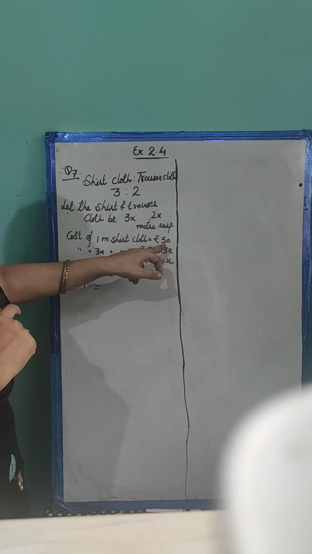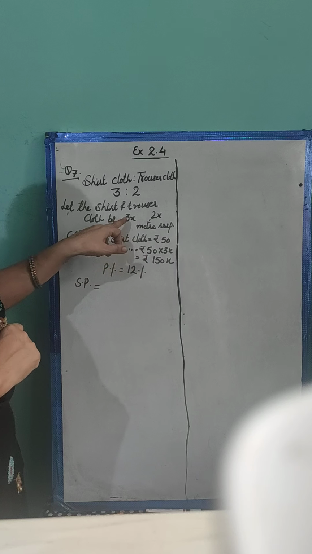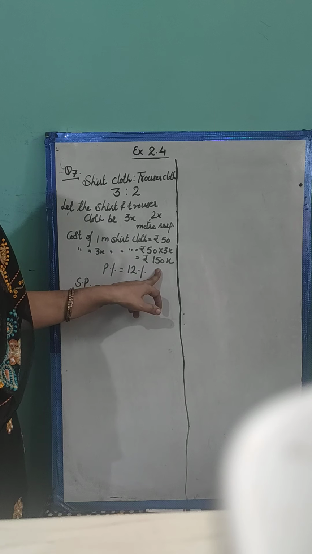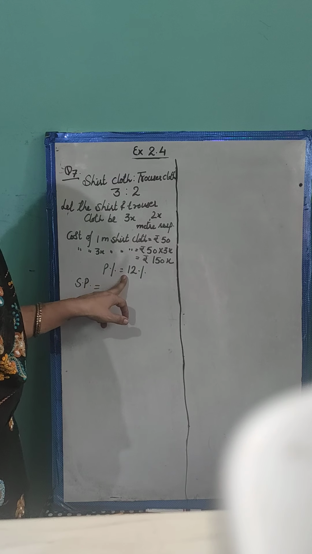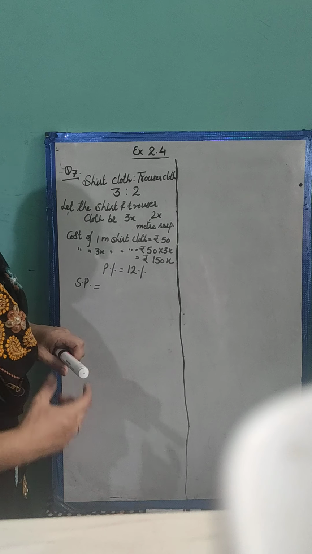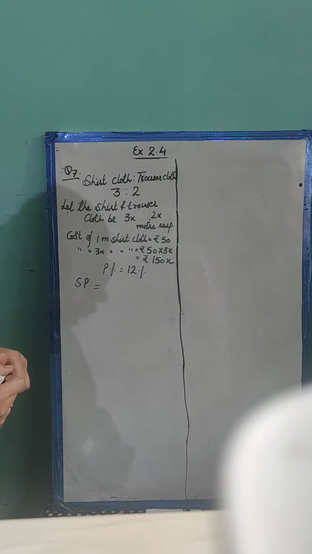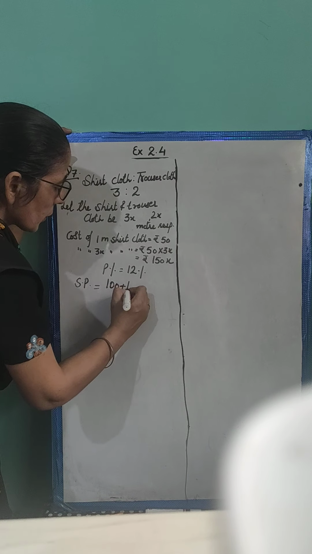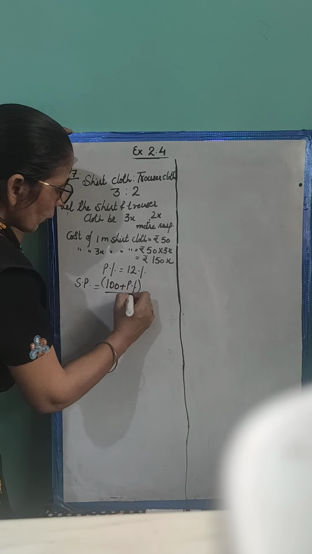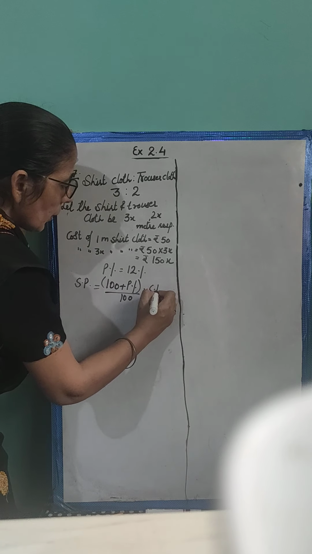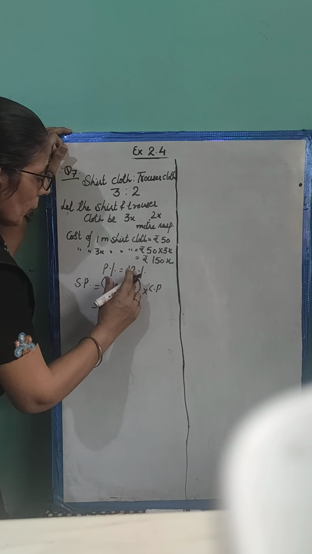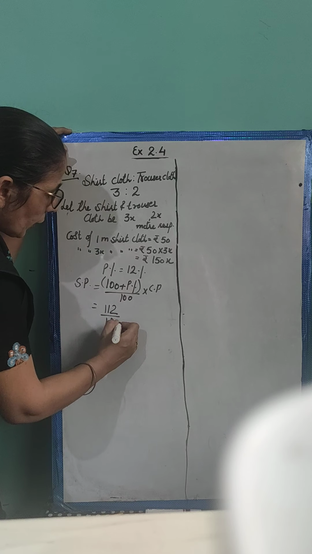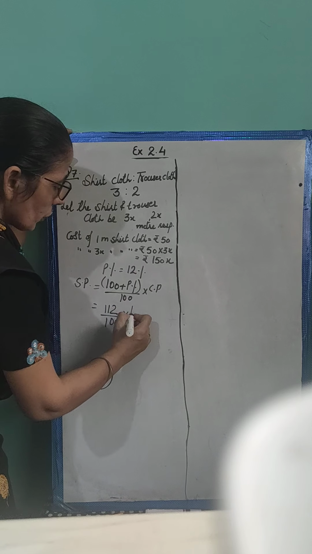Cost of 1 meter shirt cloth is rupees 50. For 3x meter it will be 3x into 50, that will be 150x. Profit percent is given to be 12%. So what will be the SP? What is the formula for SP? SP is equal to (100 plus profit percent) upon 100 into CP. Let us put the value, 100 plus 12. So this is 112 upon 100 into CP, which is 150x.